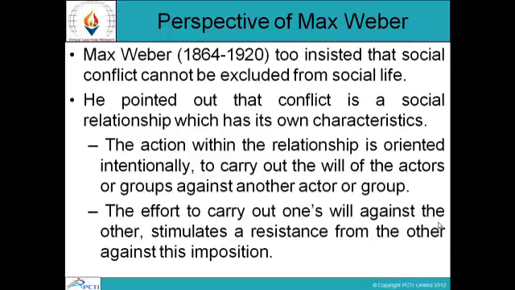Perspective of Max Weber. Max Weber too insisted that social conflict cannot be excluded from social life. He pointed out that conflict is a social relationship which has its own characteristics. The action within the relationship is oriented intentionally to carry out the will of the actors or groups against another actor or group. The effort to carry out one's will against the other stimulates a resistance from the other against this imposition.